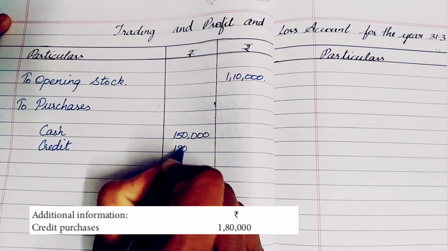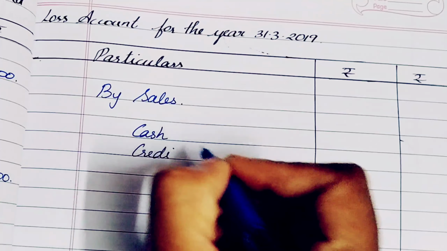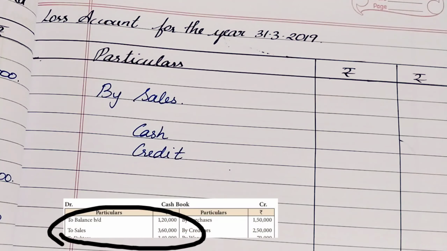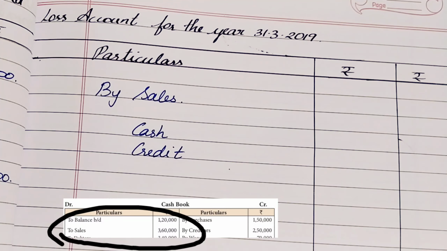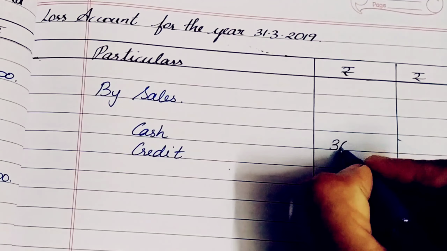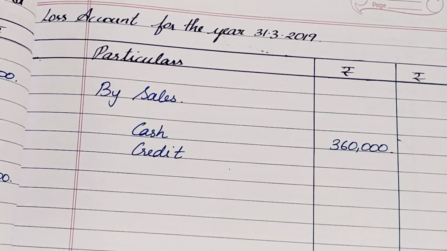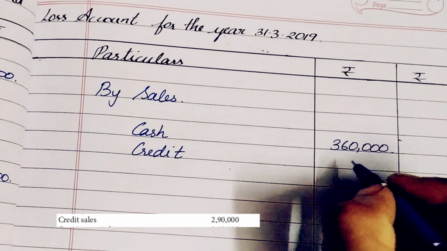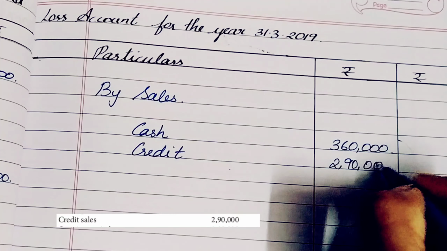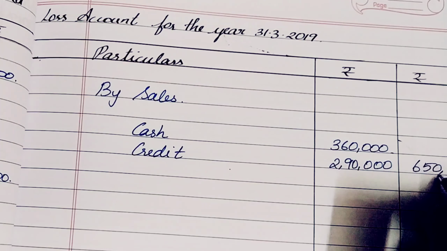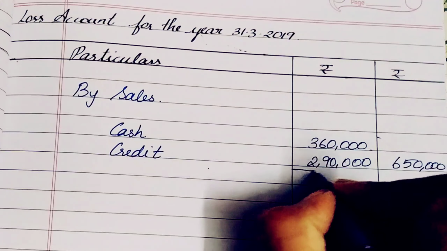These are the purchases. We are going to move to the credit side of the trading account, and on the trading account credit side, the first item is going to be sales. Now in sales also, we have two divisions, that is cash sales, which can be taken from the cash book, and credit sales, which is given in the additional information. For cash sales, on the debit side of the cash book in the problem, it is given as by sales, 3,60,000. So record the 3,60,000 as cash sales. Likewise, from the additional information, credit sales is 2,90,000. If we add it, we'll get 6,50,000 as our total sales. That is the gross value of sales.